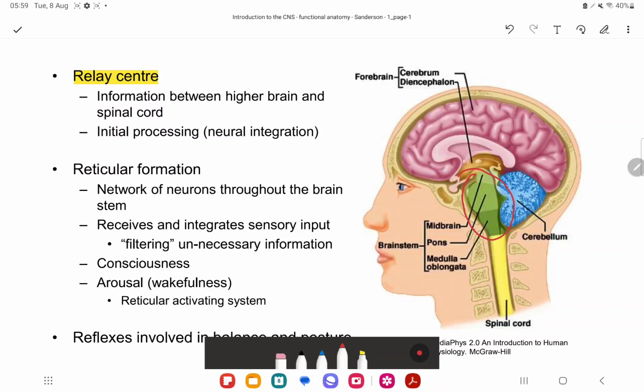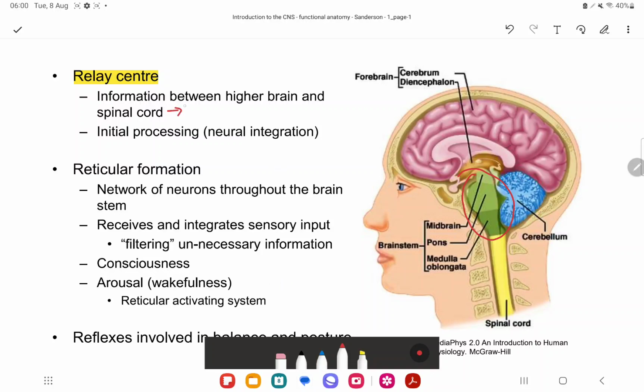So it's the center where information from the body goes to the spinal cord, and then passes via the brainstem to the higher centers of the brain, and that's the reason why it's called a relay center. So Julie has written over here information between the higher brain and the spinal cord. What she means is that all information from the body will travel to the spinal cord via the brainstem to higher centers of the brain.